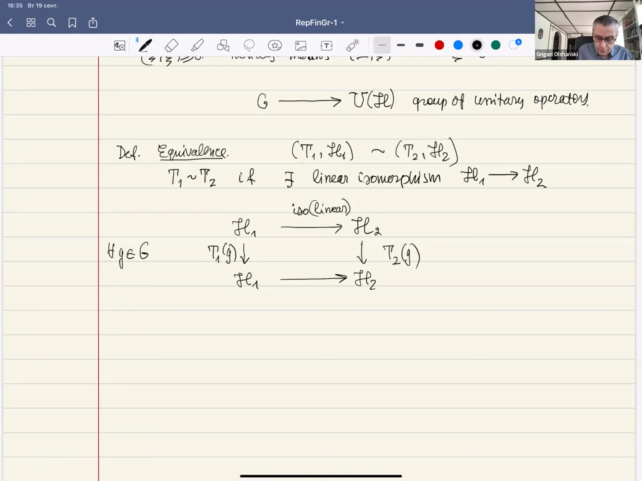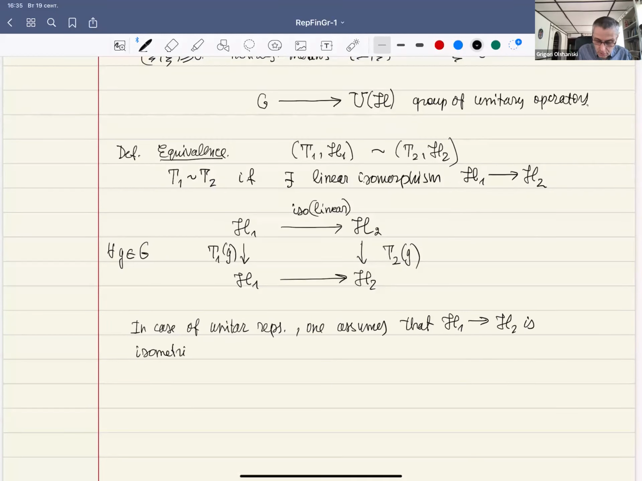But in case of unitary representations, one usually assumes that the structure which is necessary is preserved. One assumes that this map, this isomorphism, is isometric, meaning that it preserves a scalar product.